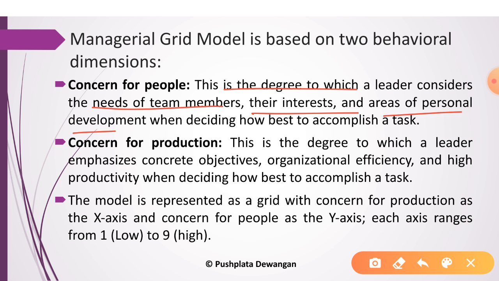And the second one is concern for production. This is the degree to which the leader emphasizes concrete objectives, organizational efficiency, and high productivity when deciding how best to accomplish a task.